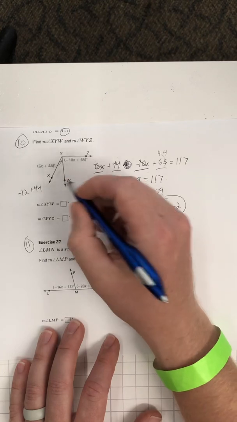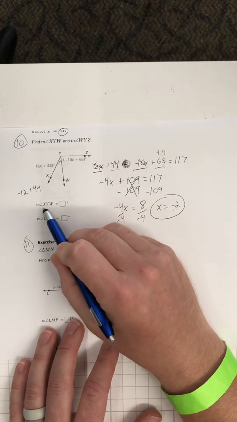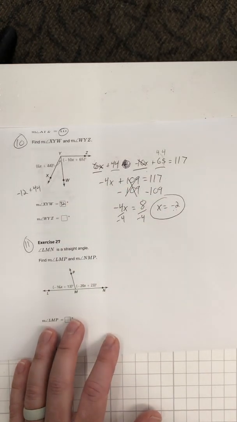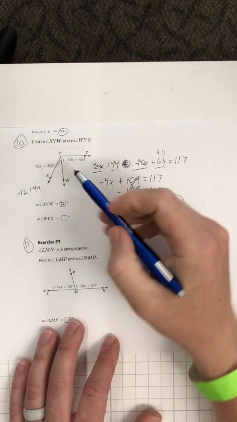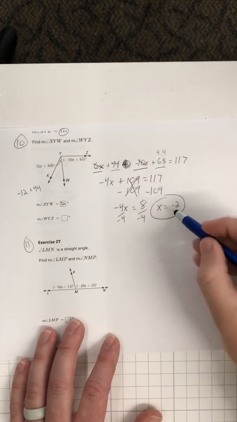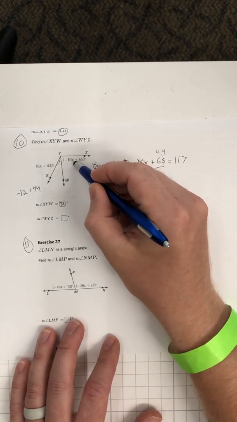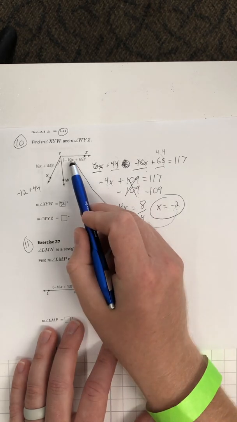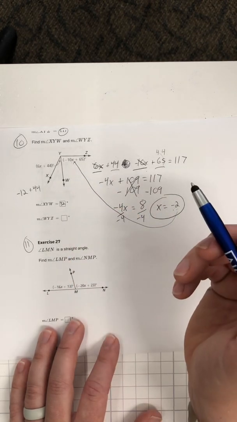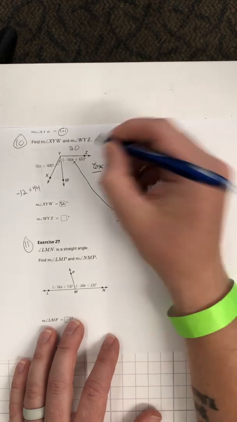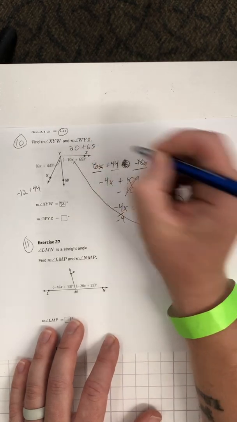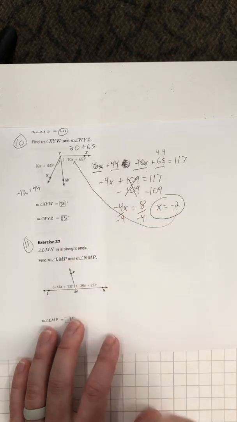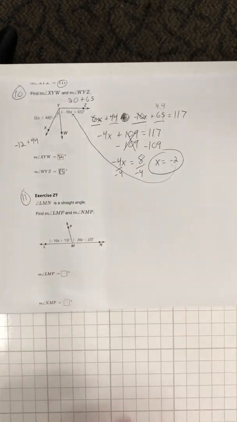So XYW is 32 degrees. Same thing for WYX. Plug in the negative 2 into that x right there. Negative 2 times negative 10. We got to be careful. Two negatives make a positive. So that's 20 plus 65 is 85. Boom. Just like that.